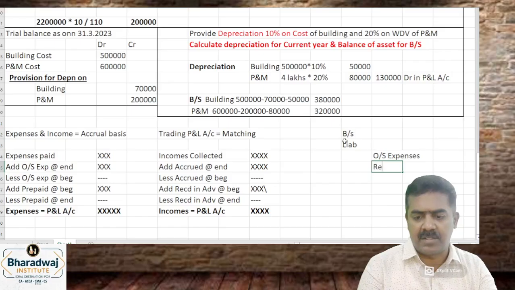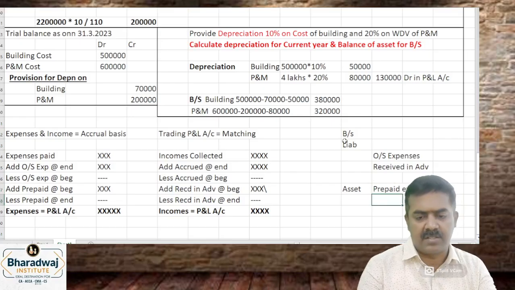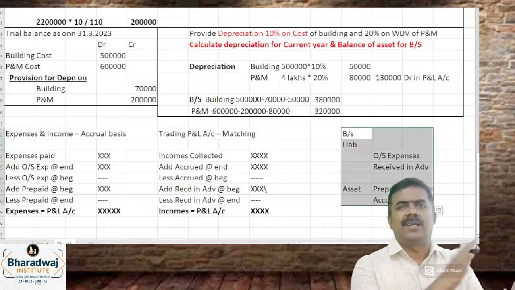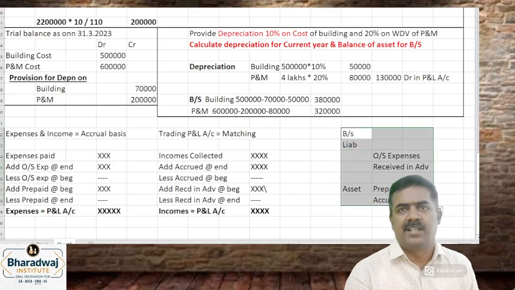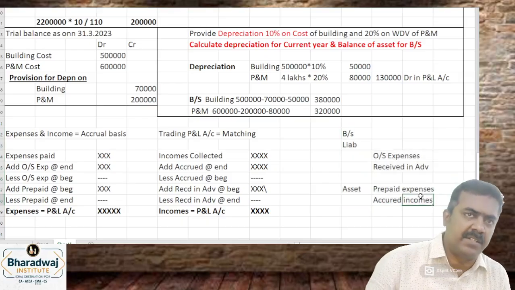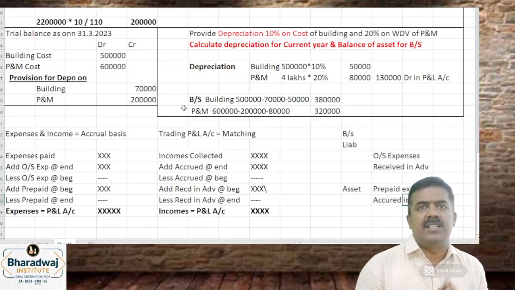Anything received in advance is a liability. Same way, asset side: anything paid in advance. Then accrued incomes. Accrued income means incomes receivable. Incomes receivable, that will be shown as which one? Assets, apart from other assets and liability: debtors, creditors, other assets and liability. We will show this in which one? Balance sheet.